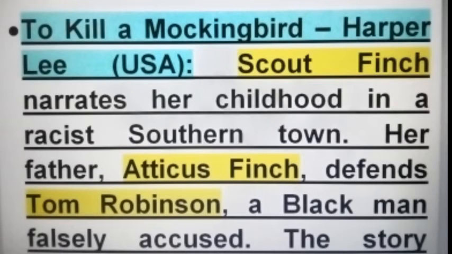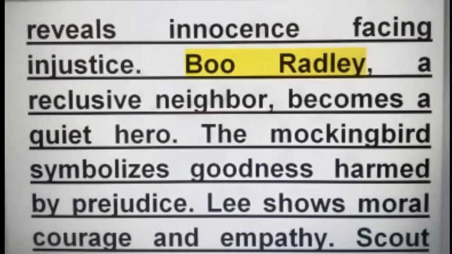The next book is from USA, that is Harper Lee's work, To Kill a Mockingbird. Scout Finch narrates her childhood in a racist southern town. Her father, Atticus Finch, defends Tom Robinson, a black man falsely accused. The story reveals innocence facing injustice. Boo Radley, a reclusive neighbor, becomes a quiet hero.